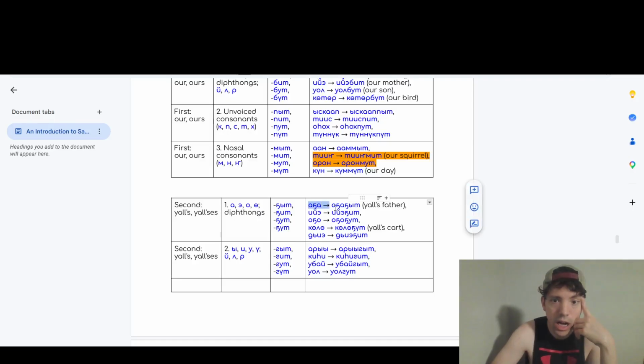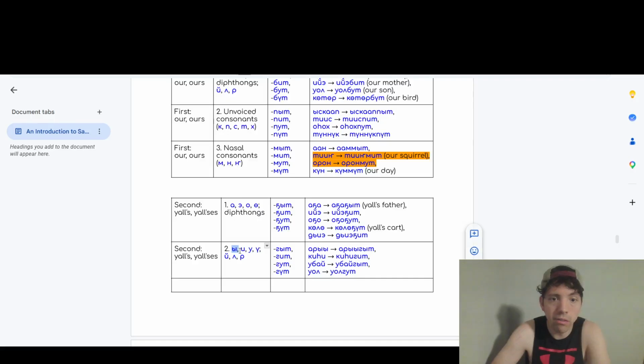Aga, father, agarit, y'all's father. Iye, mother, yeret, y'all's mother. Aga, agarut. Kulu, kulurit. Tie, tierit. Or tierit. The E kind of changes to an I at the end sometimes.